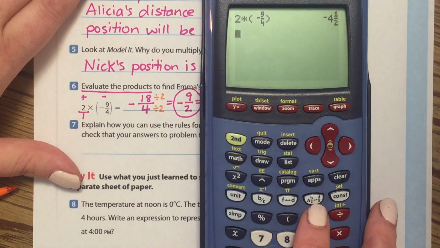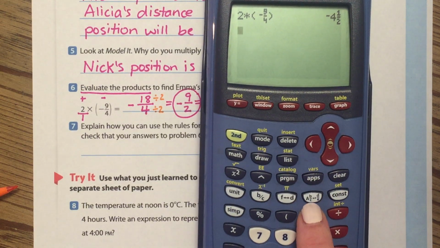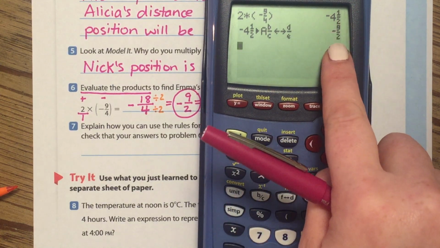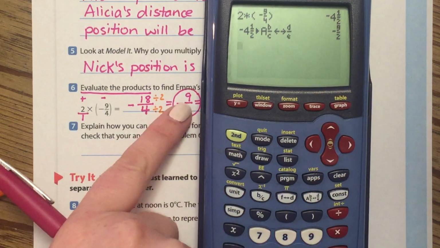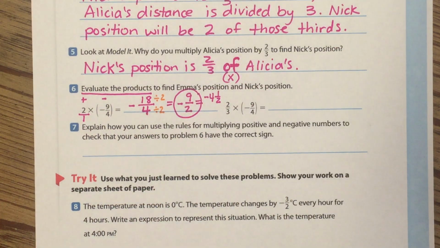I don't want to get too complicated here, but there's a button right above my finger that says A, B, C, then an arrow to D, E. That's going to put your answer from a mixed number to an improper fraction. If you press that button and then press enter, it will convert that mixed number to an improper fraction, and there's our -9/2, which I have right here. Okay, let's try the next one, which is Nick's position.